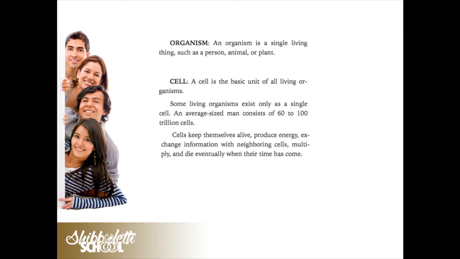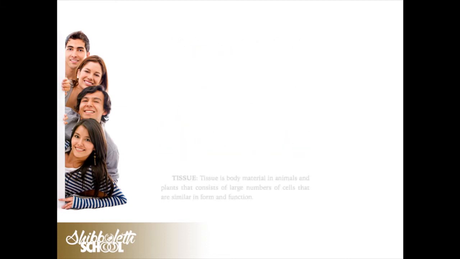Organism. An organism is a single living thing, such as a person, an animal, or plant. We are organisms. Cells. A cell is the basic unit of all living organisms. Some living organisms exist only as a single cell, but an average-sized man consists of 60 to 100 trillion cells. You're very complex, friend. Cells keep themselves alive, produce energy, exchange information with neighboring cells, multiply, and die eventually when their time has come. Then they replenish themselves.